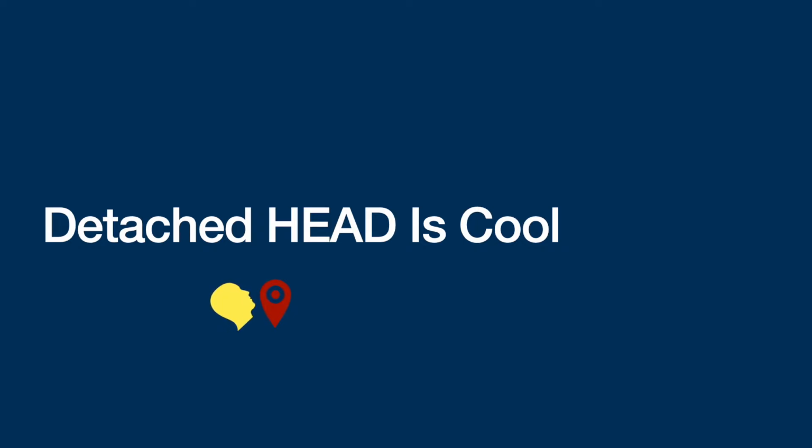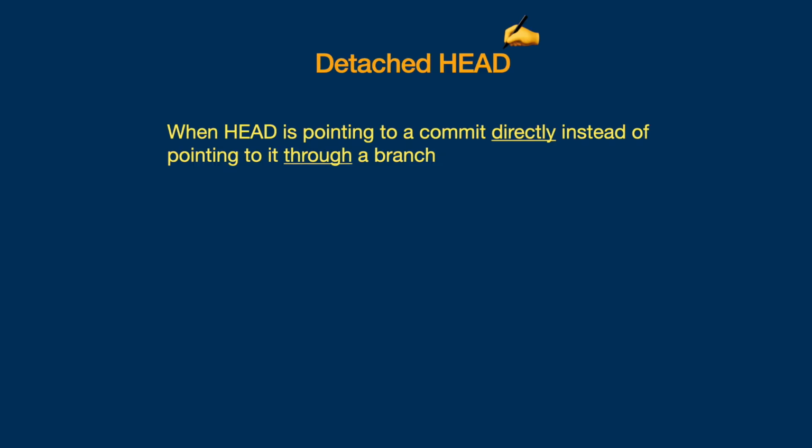Back to head. As we've seen in an example, sometimes while we are working with Git, it suddenly starts warning us that, hey, you're in the detached head state. Why is that? When it happens, why does Git warn us about it? What is the detached head state? Simple. When head is pointing to a commit directly instead of pointing to it through a branch.